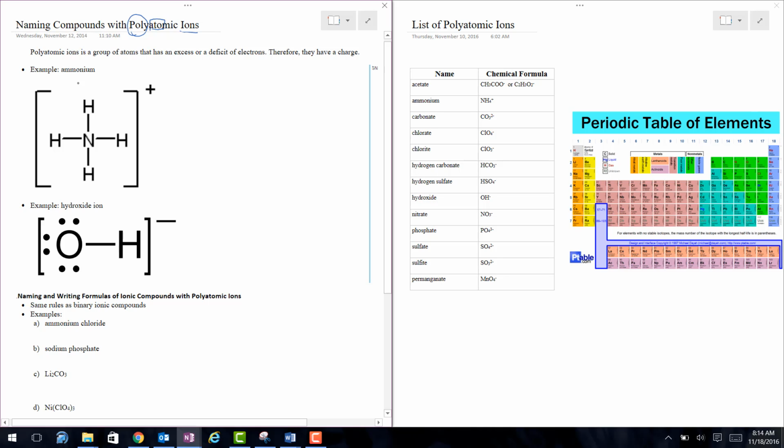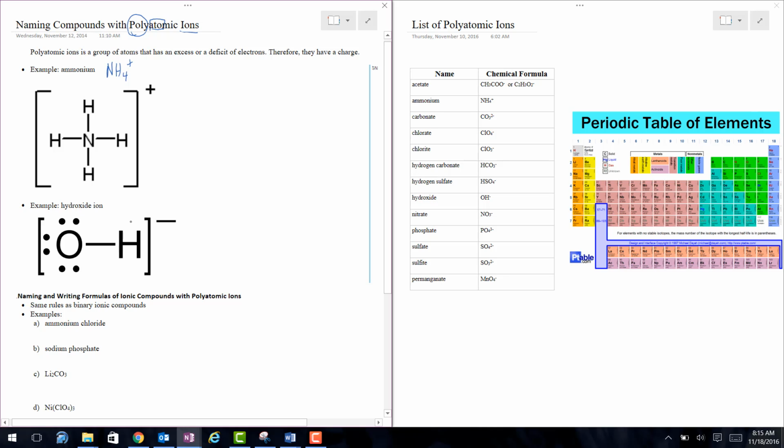So a couple of examples here. We have the ammonium ion, and you can see the formula is NH4+. So it's this group of atoms, one N and 4 hydrogens, and overall it's got a +1 charge. And we think of it as a little package of atoms that will stay together.